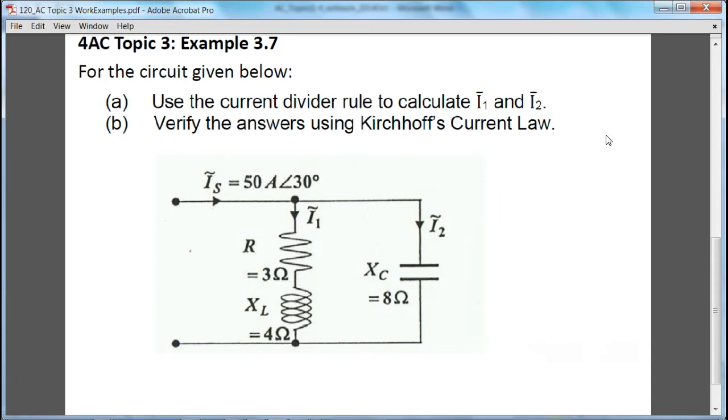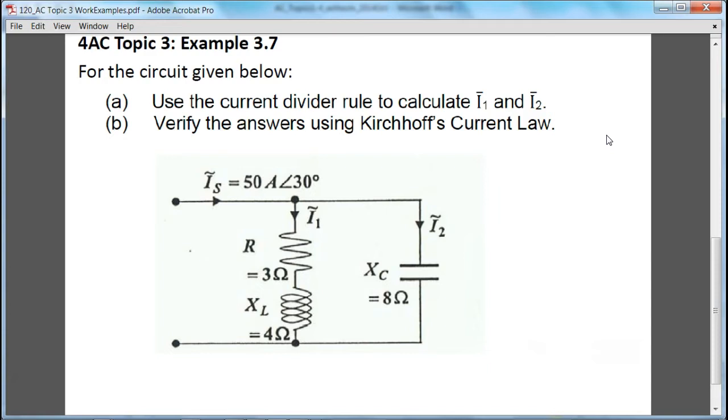Today we look at example 3.7. For the circuit given below, we want to use the current divider rule to calculate the branch current I1 and I2. Secondly, we want to verify that the calculated answers comply with Kirchhoff's current law.